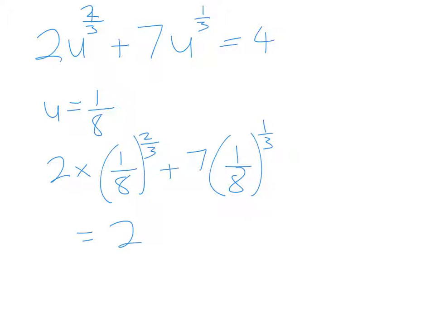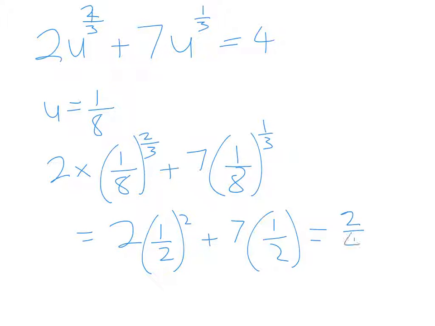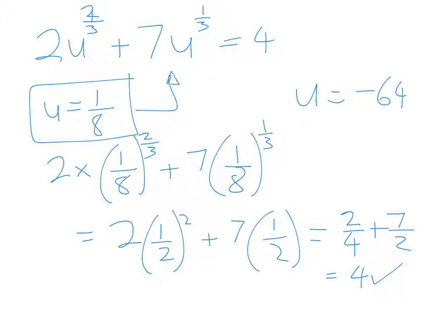So that's equal to 2 times, well, I know some of you are going to do this on your calculator, but this is 1/2 squared plus 7 times 1/2, which equals 2/4 plus 7/2, which is 4 as required. Okay, and I'm going to do the same thing now with our other solution, which is u equals negative 64. So we're happy, we've shown that our first solution really is a solution, not just a possible solution.